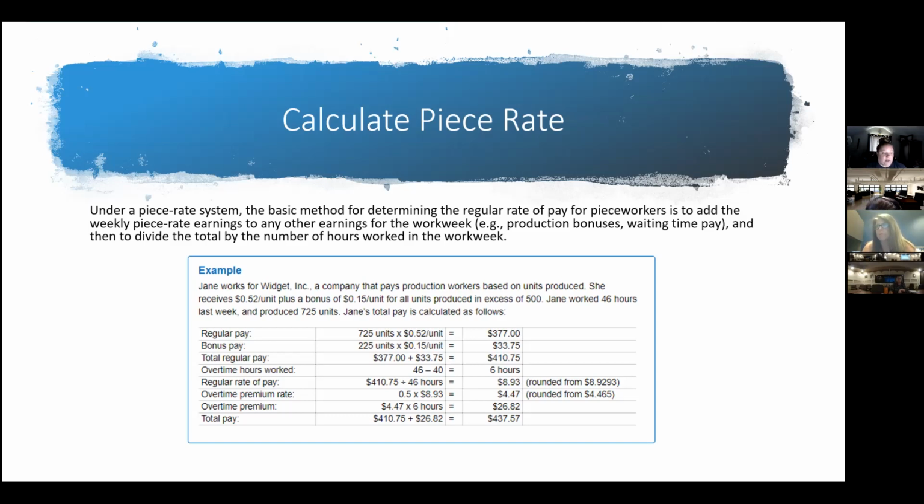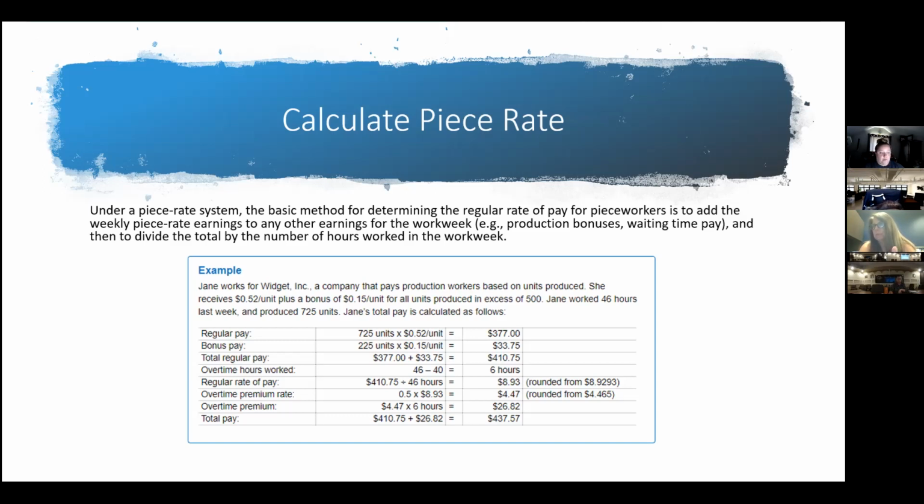So to get her regular rate of pay, we're going to divide that 410.75 by 46 hours. Her regular rate of pay is $8.93 an hour. So has she earned minimum wage? Yes, she has. So we're good. We don't need to pay her any extra to make up for that minimum wage. So now let's go ahead and calculate her overtime premium.